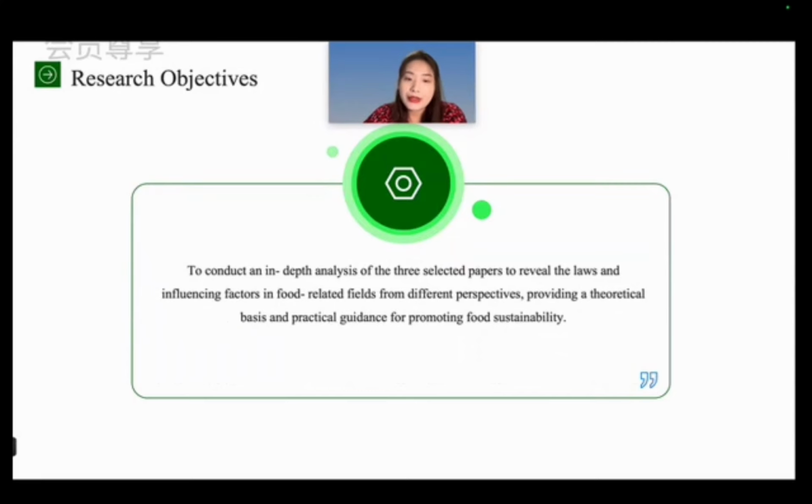Research objectives, we aim to look at 3 chosen papers. By doing this, we can learn about the roles and the factors that affect food-related fields. This will help us build a good base for making food systems more sustainable.